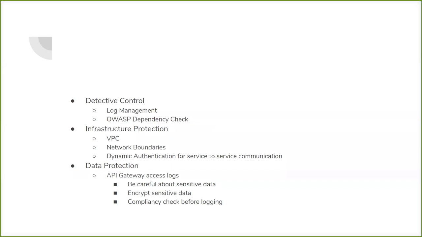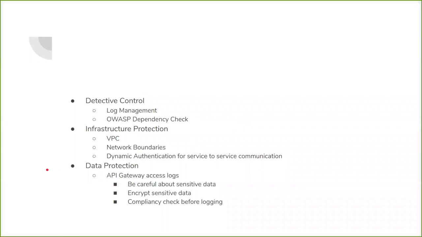And when it comes to infrastructure protection, there are different things that you can use. One is using VPC, and another thing is using network boundaries. And one last thing you can do is using dynamic authentication for service to service communication.